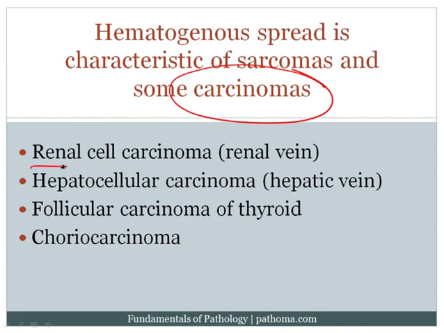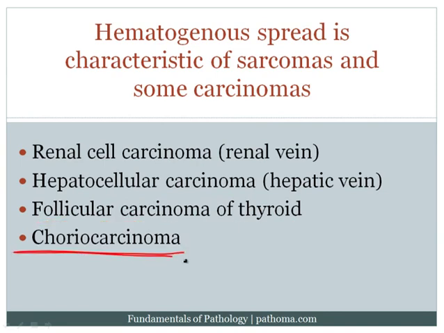One exception is renal cell carcinoma. One of the characteristics of renal cell carcinoma is that it likes to invade into the renal vein, and when it does, it can present with distant metastases. It's not uncommon for a patient with renal cell carcinoma to present with distant metastases. Another carcinoma that likes to spread hematogenously is hepatocellular carcinoma. This likes to invade the hepatic vein and then can spread to distant sites. A third is follicular carcinoma of the thyroid. And the fourth is choriocarcinoma.